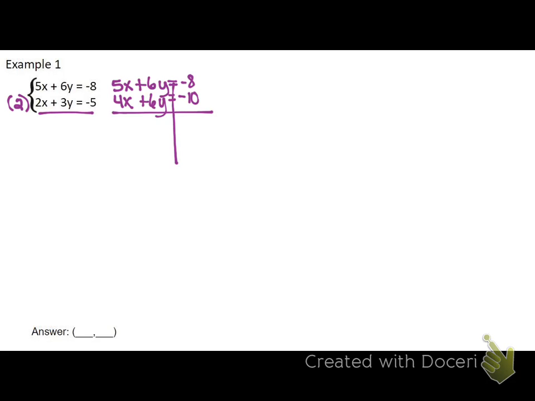Okay, now I have terms where the coefficients are the same. Are you going to add or subtract these two equations to eliminate my 6y's? You're going to have to subtract. Okay? So 5x minus 4x is 1x. Then 6 minus 6 is 0, it eliminates.